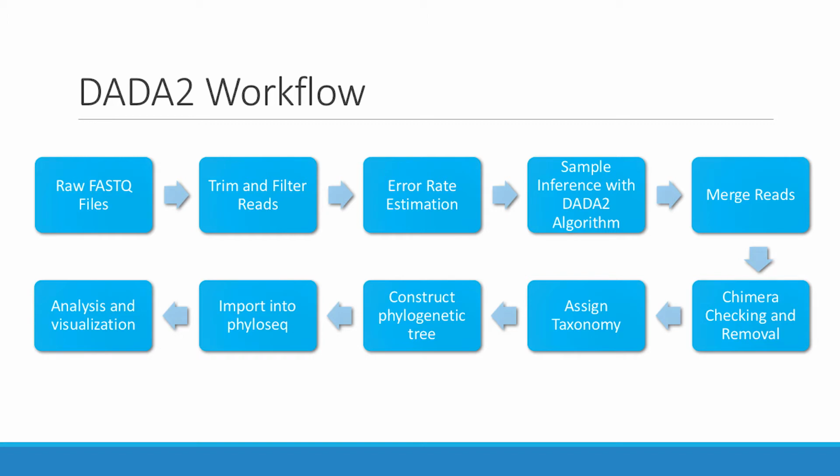Okay, so here I just outlined the general DADA2 workflow. From raw FASTQ files, you trim and filter the reads inside of the program itself. Using these reads, you can estimate the error rate based on the quality scores associated with all of those reads. Then, using the error rate estimation, you can perform your sample inference with the core DADA2 algorithm. Once you perform that, you can merge the reads and check and remove chimeras. Once you have a clean sequence table with no chimeric sequences, you can assign taxonomy, construct a phylogenetic tree, at which point you're ready to import it into Phyloseq or other visualization software.